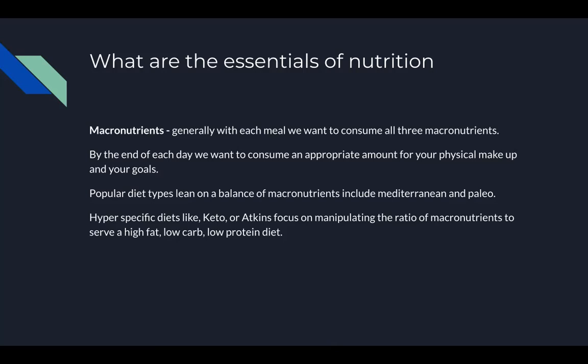And some popular diets that we hear a lot about lean on a balance of macronutrients. Some of these are like a Mediterranean diet or a paleo diet. That is a balanced approach to these macronutrients versus something that's more hyper specific. So something like keto or Atkins, where they're actually manipulating the ratio of macronutrients to serve either a high fat, low carb, or a low protein diet.